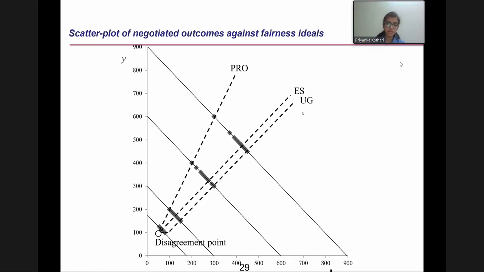As you can see, as our pie size grows from 180 to 300 to 600 to 900, there is a gravitation of the data towards the UG solution, away from PRO. That is primarily driven by the fact that PRO is one of the most popular choices when the pie size is closer to the sum of the disagreement payoffs. And as the pie size grows larger and larger, away from the sum of the disagreement payoffs, uniform gain becomes really popular.